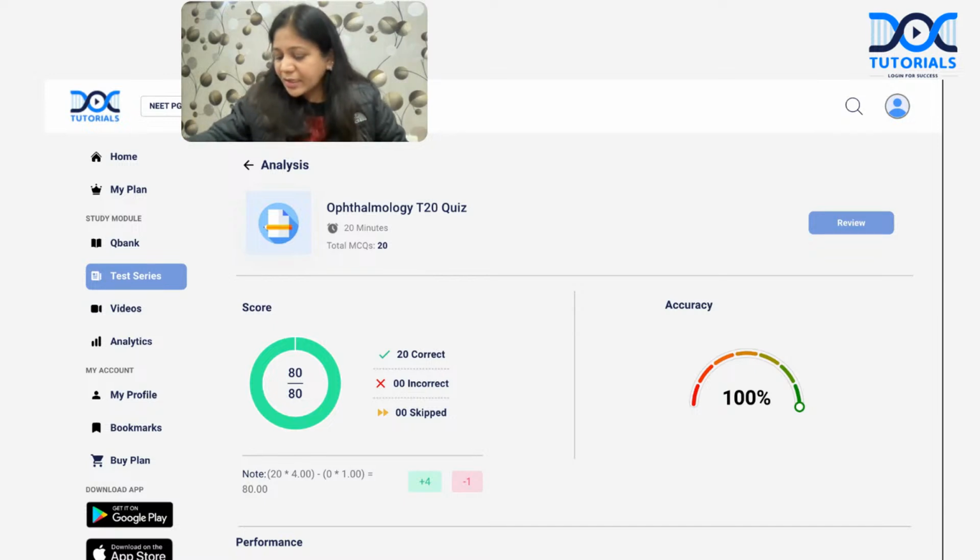Hanji, any doubts, any question? I have difficulty in corneal ulcer part. What to do? Corneal ulcer wala beta, Dr.